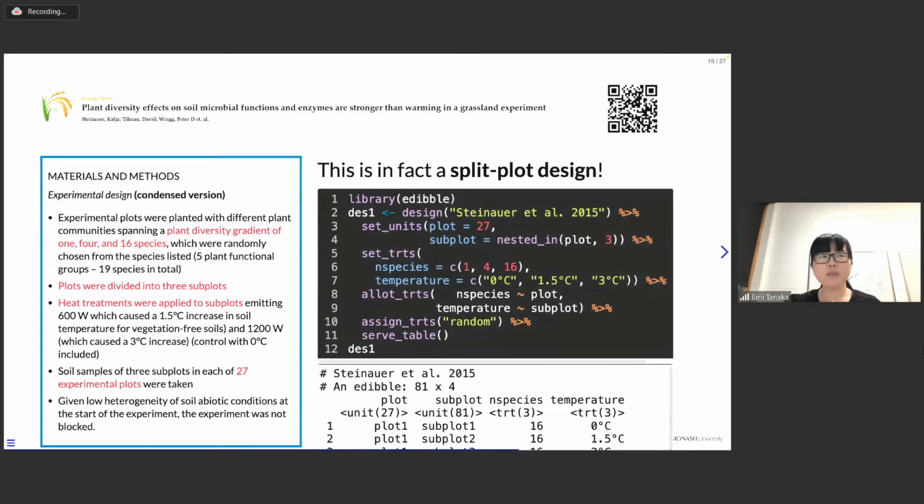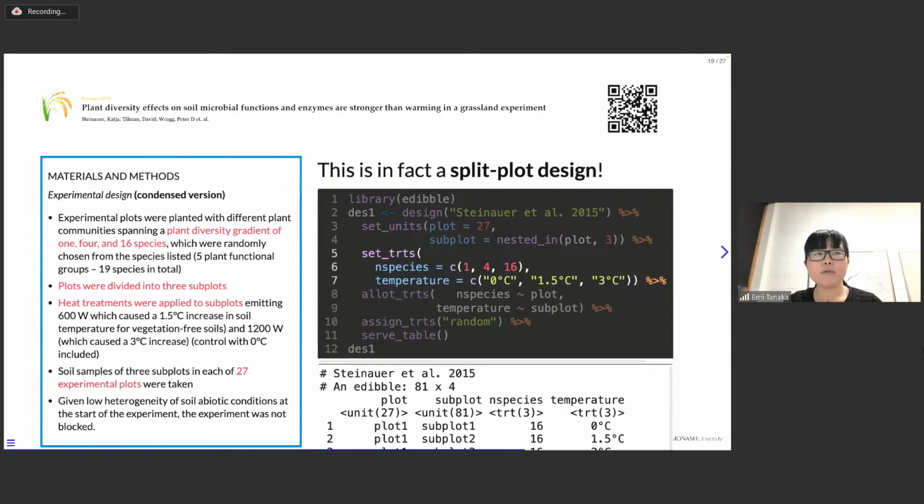It's called Edible. Once you load it up, the first step is to initiate the design. Here, I'm just passing in the name of the author of the paper, and that can be anything. Next, I'm defining the units. I've got two sets of units, the plot and subplot. For plot, there are 27 levels. The subplot is nested within the plot, and for each plot, we've got 3 subplots.